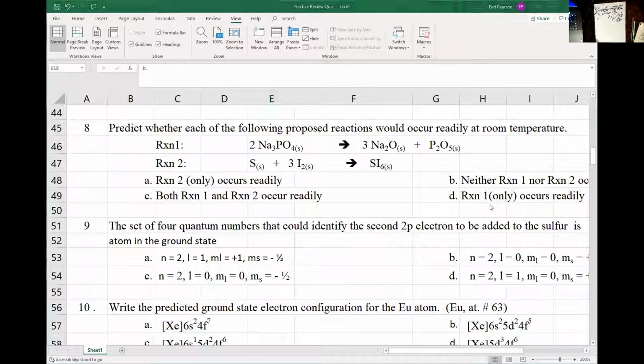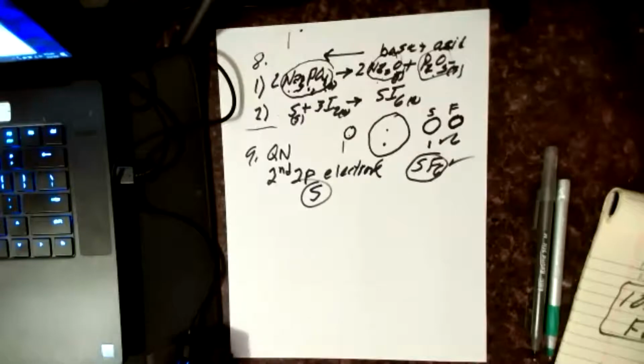Okay, now we're ready for number 9, and it's the set of 4 quantum numbers to identify the second 2p electron in sulfur. So it's the quantum numbers for the second 2p electron in sulfur. Okay, so let's go over here and think about what we're doing.